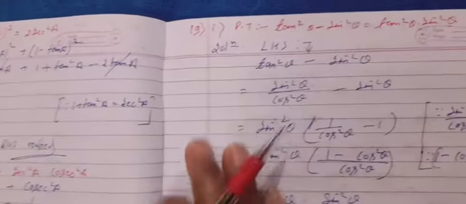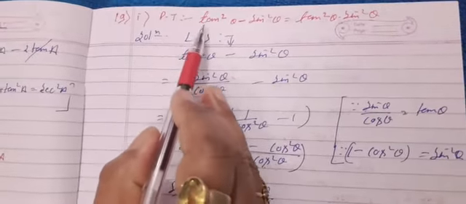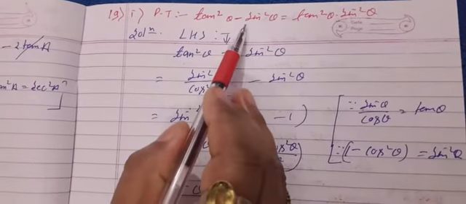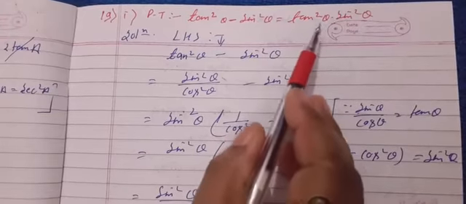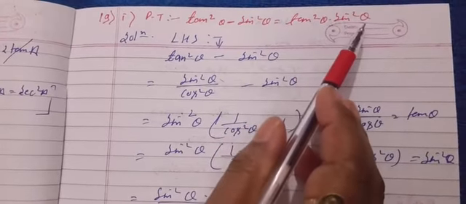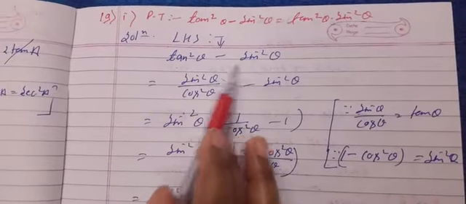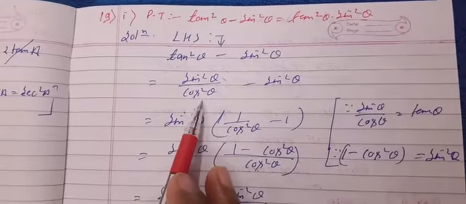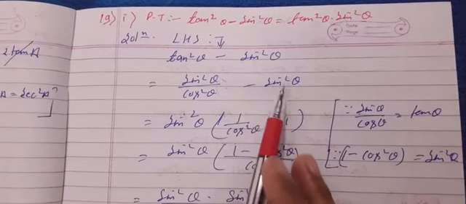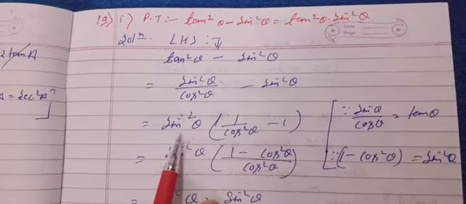Now see question number 19, first sub question. Tan square theta minus sin square theta is equal to tan square theta into sin square theta. I have started the sum from LHS. Tan square theta minus sin square theta: I have converted tan square theta as sin square theta by cos square theta, minus sin square theta as it is I have copied here. From both places I have taken common sin square theta.